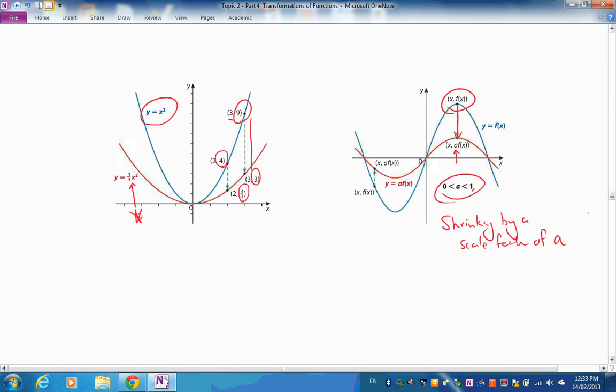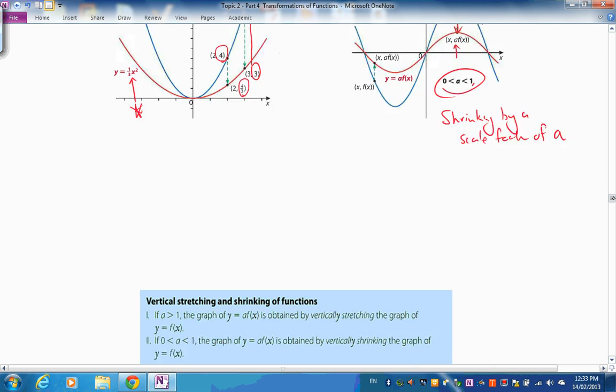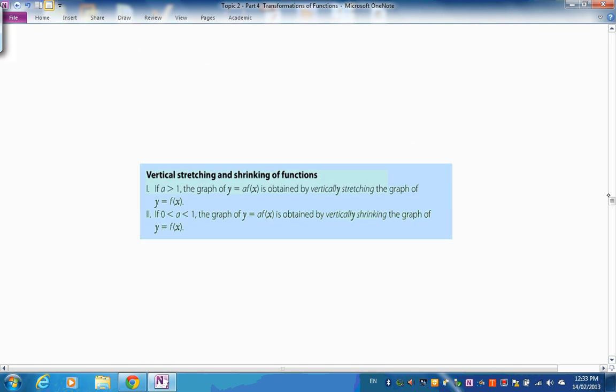Numbers bigger than 1 stretch it, and you can see why that's going to happen. So let's summarise that now. This is vertically going up and down. If you've got a number bigger than 1, like 1.5, 2, 2.5, and you stick it in front of f of x, you're going to multiply all the original y values on the plot by this bigger number. It's going to vertically stretch it by a factor of a.